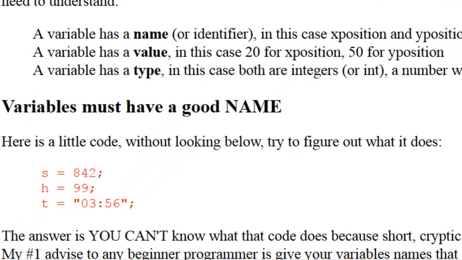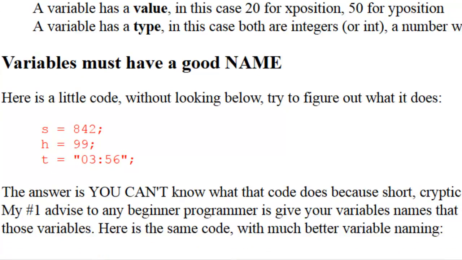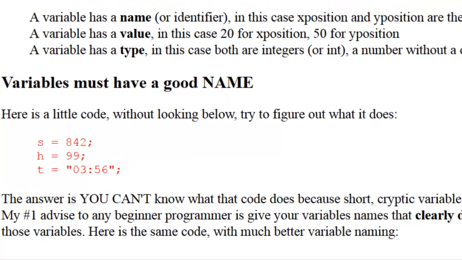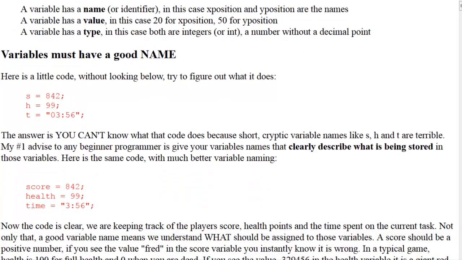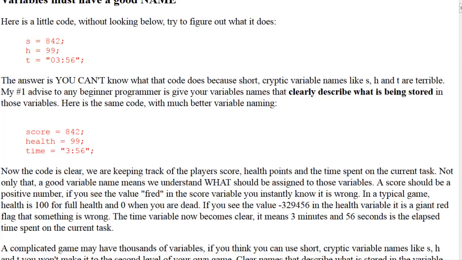Here's a little code. Without looking below, try to figure out what it does. S equals 842. H equals 99. T equals 3:56. The answer is you can't. You can't know what this code does because short cryptic variable names like S, H, and T are terrible. My number 1 advice to any beginning programmer is to give your variables names that clearly describe what is being stored in those variables. Here is the same code with much better variable naming.